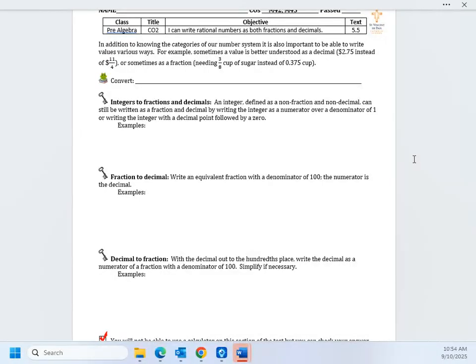What does it mean to convert? So converting is to write a value a different way.